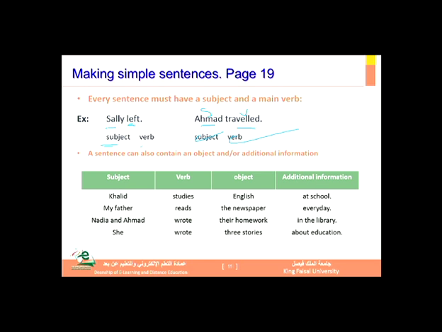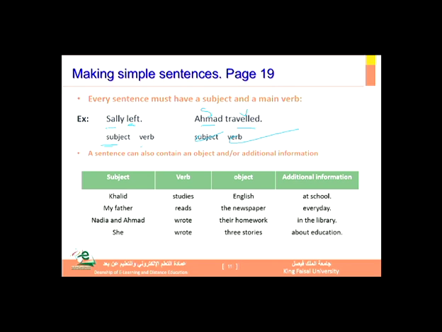Look at the first example. Khalid studies English at school. The word Khalid is the subject. The word studies is the verb. Then what does Khalid study? He studies English. So this is the object. Do we have more information? Yes. Where does he study? He studies at school.